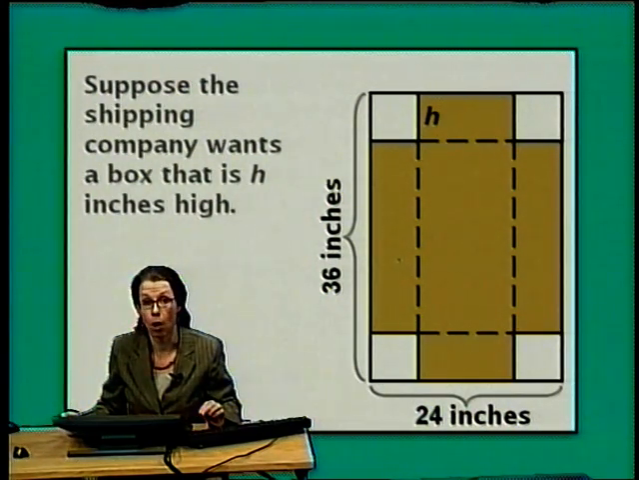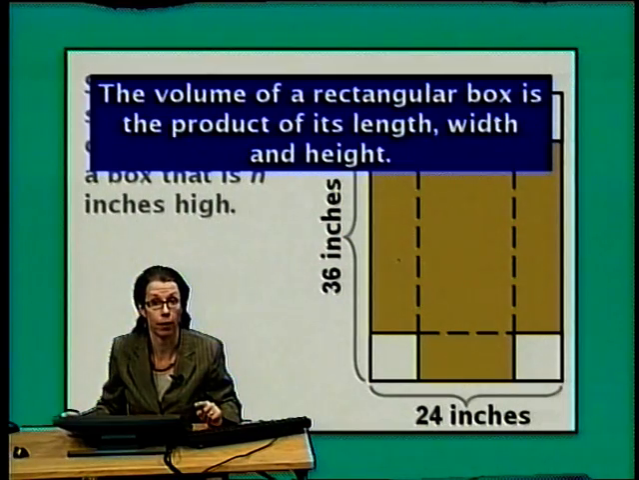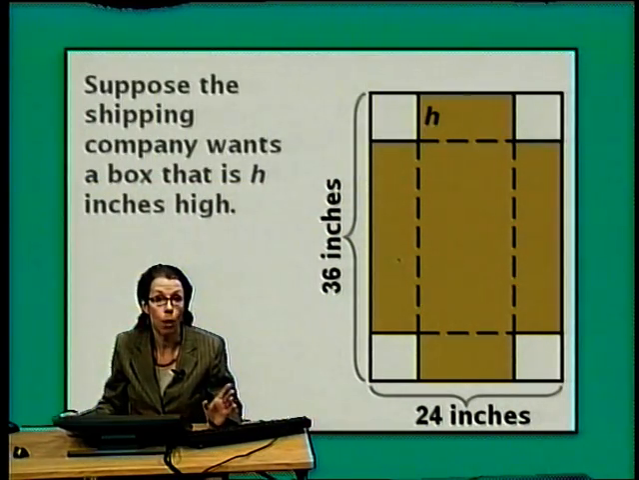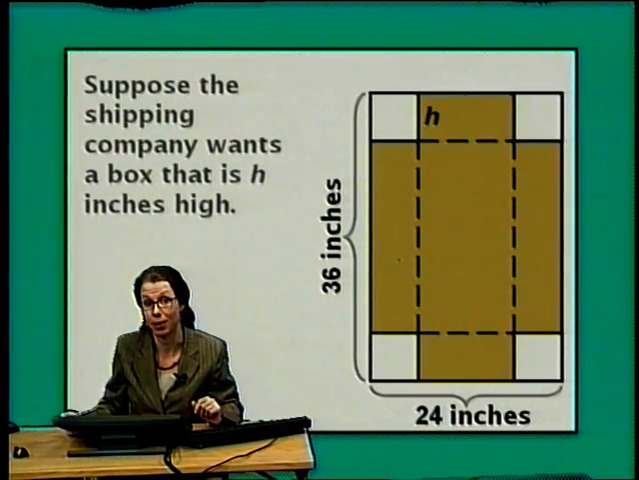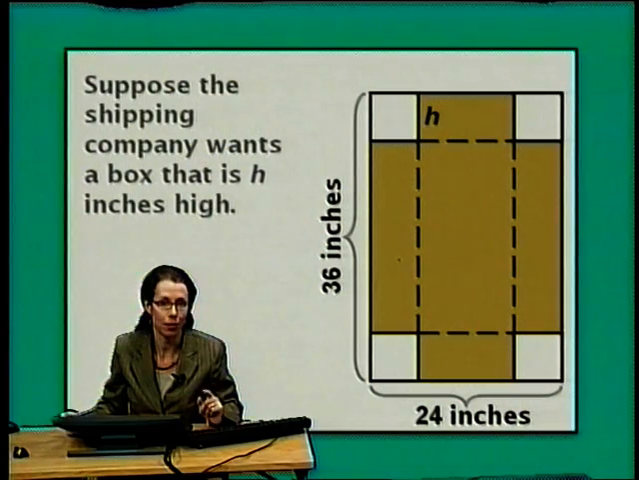Now, let's recall the formula for the volume of this box. The volume of a rectangular box is going to be the product of its length, width, and height. Well, we know what the height is. The height's going to be h inches. Now we have to think about the length and the width of this box. Let's start with the long side.